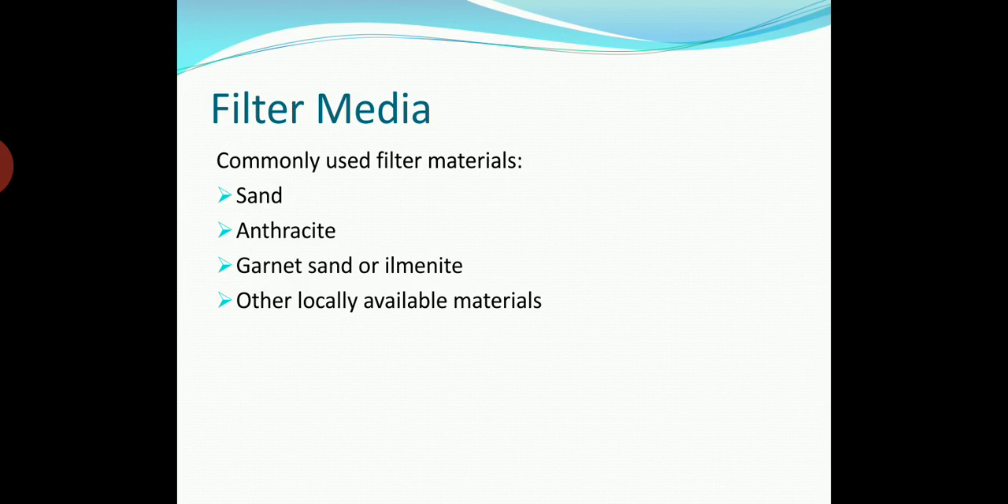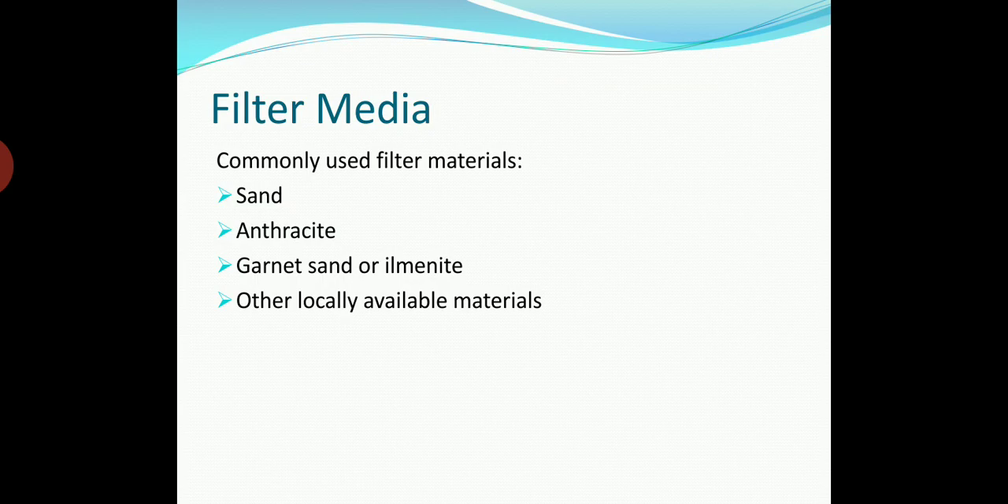So which filter media can we use instead of sand? One is sand, which is most commonly used. We can make use of anthracite, garnet sand or ilmenite, or any other locally available material. Locally available material may be groundnut husk, rice husk, or coconut coir. All these naturally available ingredients can also be used as filter media.